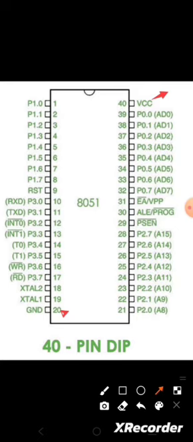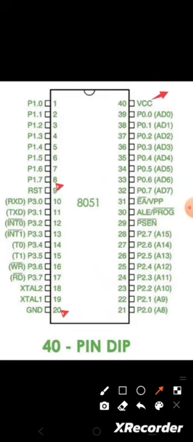And next RST, which is the 9th pin. RST refers to resetting the controller. So by enabling this pin, the controller and the registers which are associated with the controller will be cleared. The address will be reset to 0000.